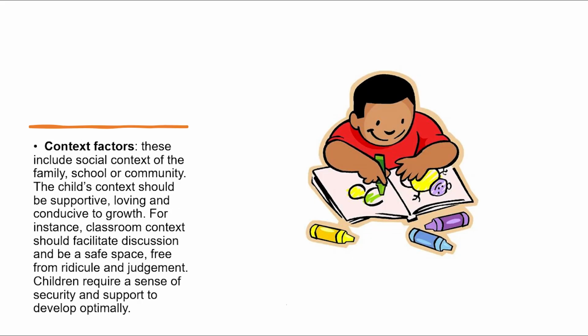The third one is context factors. These include the social context of the family, the school, or the community. The child's context should be supportive, loving, and conducive to growth. For instance, children's context should facilitate discussion and be a safe space free from ridicule and judgment. Children require a sense of security and support to develop optimally.